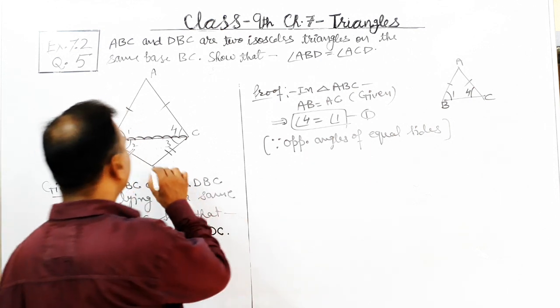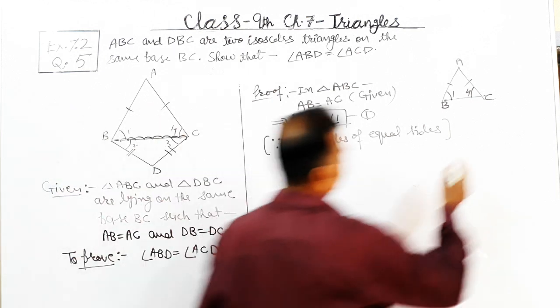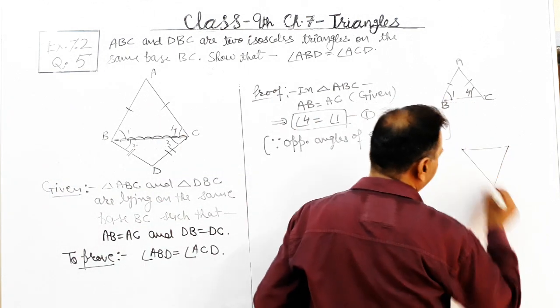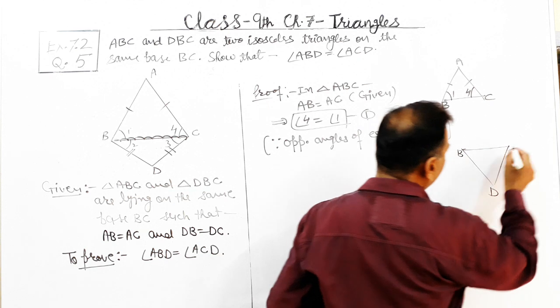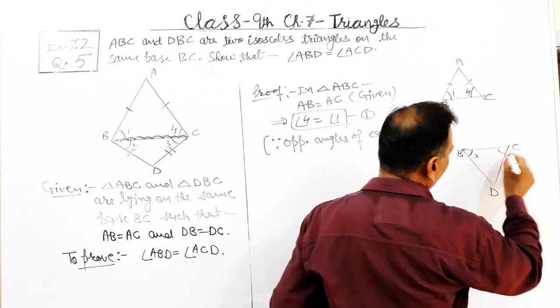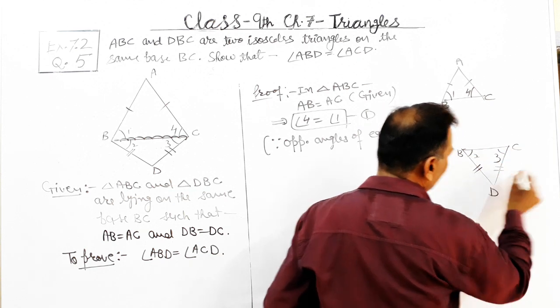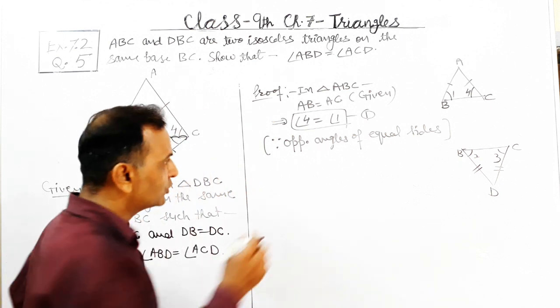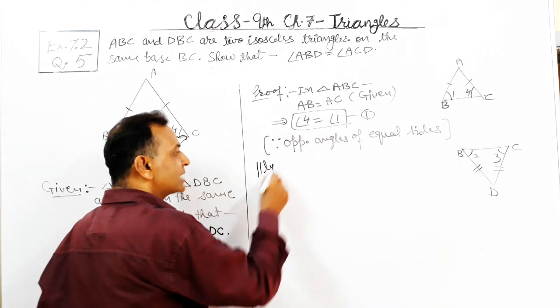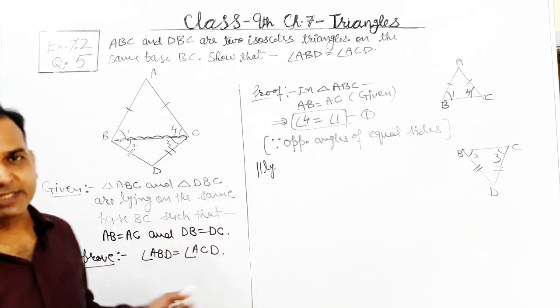Similarly, in triangle DBC, in the lower triangle, suppose this is D, this is B, this is C, this is angle 2, this is angle 3, and these two sides are also equal. So similarly, again we are going to use the same rule, same property.